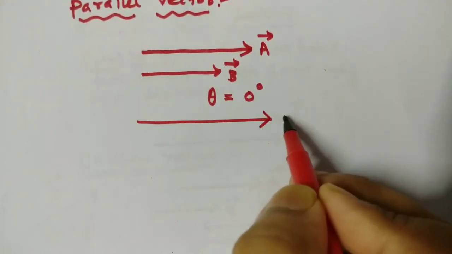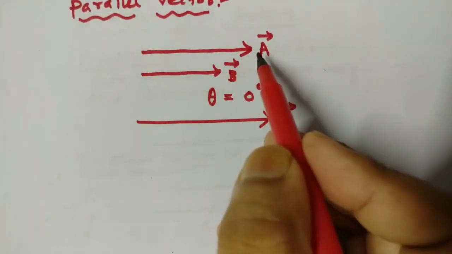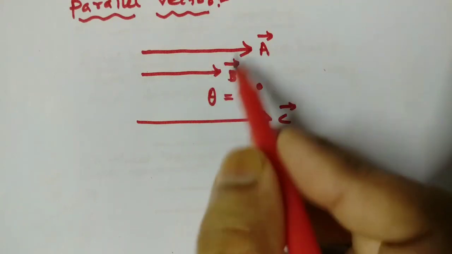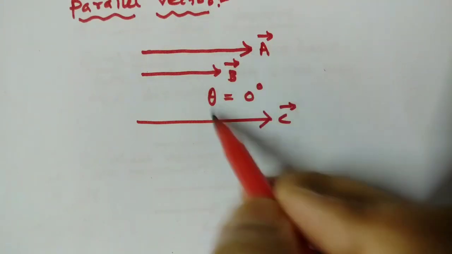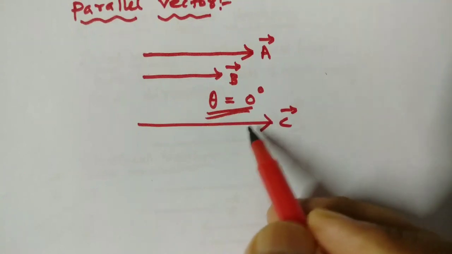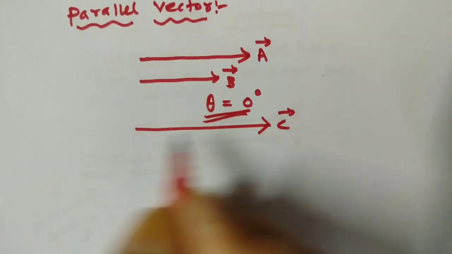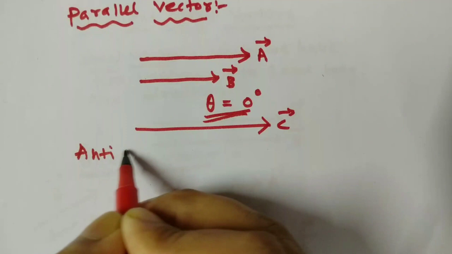Suppose we have another vector, say c. Okay, so here you can see that a vector, b vector and c vector, these three are parallel to each other because angle between them is 0 degree. So this is the essential criteria here. Okay, so this is called parallel vector. Next we have anti-parallel vector.